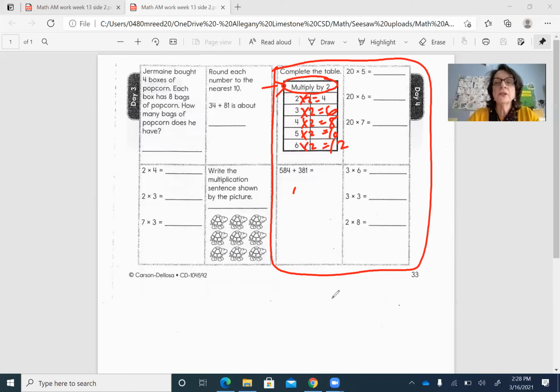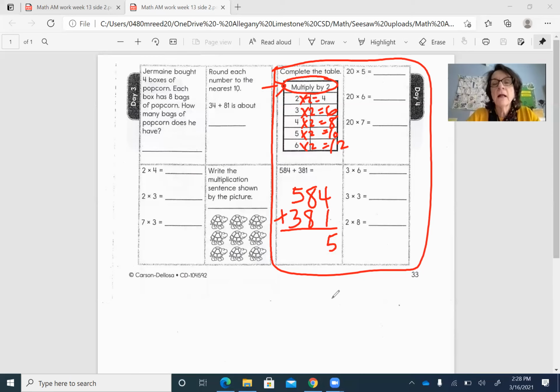All right, the next question is 3 digits, 584 plus 381. So 2 3-digit numbers that we're adding. So I'm going to use the algorithm to add those. And when I write my algorithm, I want to make sure my numbers are lined up according to place value. The ones under the ones, the tens under the tens, and hundreds under the hundreds. So we always start with the ones. 4 ones plus 1 one is 5 ones.